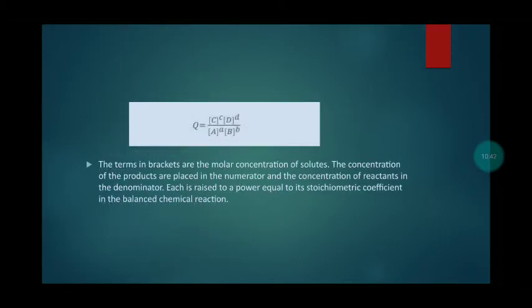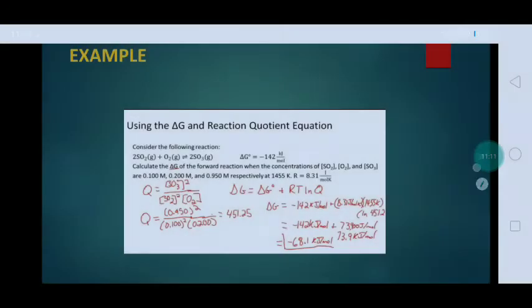So Q is equal to C raised to the power of c, D to the power of d over A to the power of a, B to the power of b. The terms in brackets are the molar concentrations of solutes. The concentrations of the products are placed in the numerator and the concentrations of the reactants in the denominator. Each is raised to a power equal to its stoichiometric coefficient in the balanced chemical reaction. Flashed on your screen is an example. So to better understand this, let's have this.